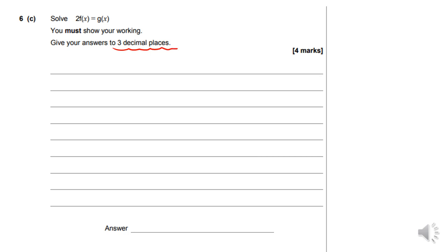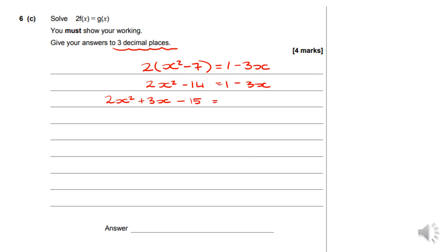So first of all, it says that when we double the function of x, so we have 2 lots of x squared minus 7, we get g of x, which is 1 minus 3x. So expand that bracket, you get 2x squared minus 14 equals 1 minus 3x. Then you're going to make it equal to 0 so that you can solve it as a quadratic. So 2x squared plus 3x, and then what's it going to be? Minus 15 is equal to 0.